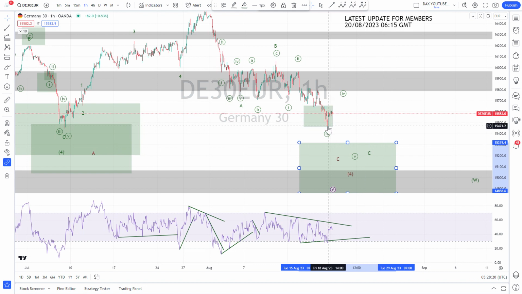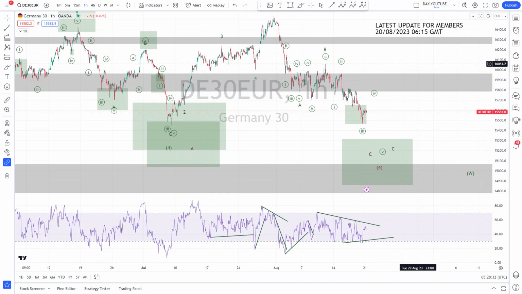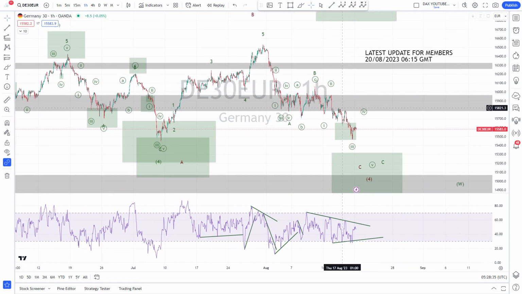Of course, if we move up from here, if we do not take out this low, then we can have other scenarios again. Then it might even be the case that I have to switch to a scenario that I had last week, that this is a wave 1, this is a wave 2, and that we now have our wave 3 to the upside.